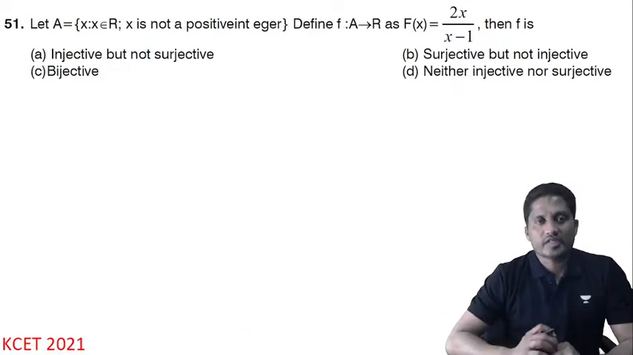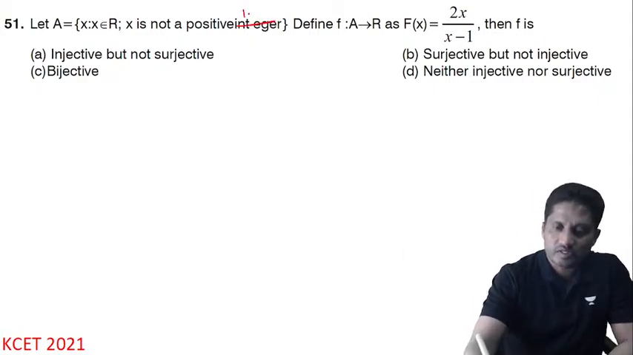F is a function, x belongs to R, x is not a positive integer.